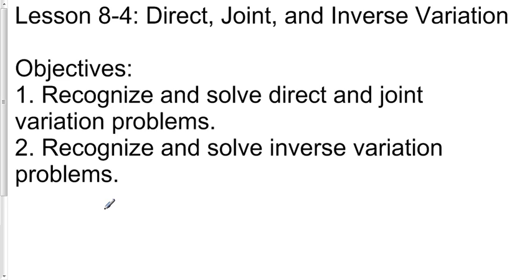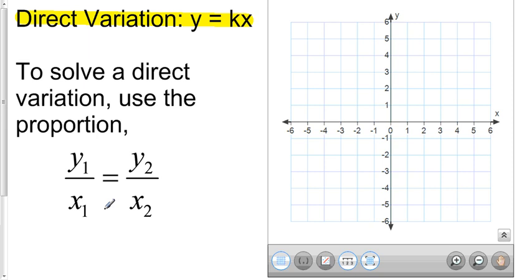8-4, direct, joint, and inverse variation. We're going to look at 3 different types of problems, basically describing how x and y vary from each other. So direct variation is simply just y equals some number times x. When you graph a direct variation, it simply graphs a straight line.